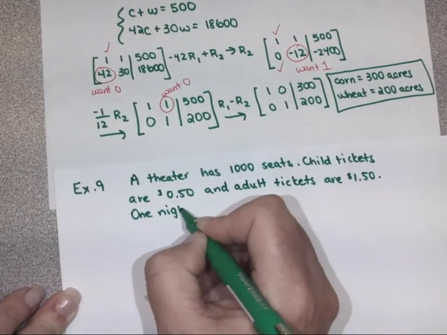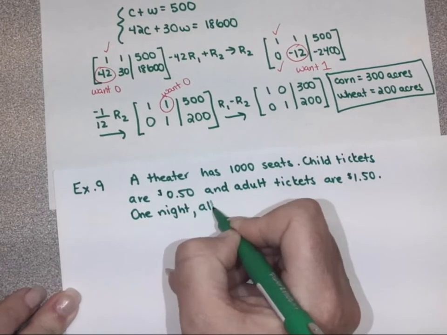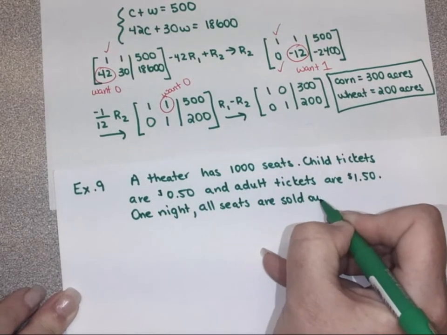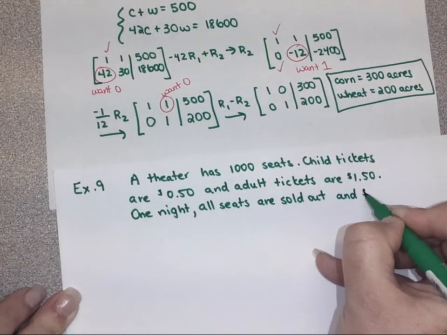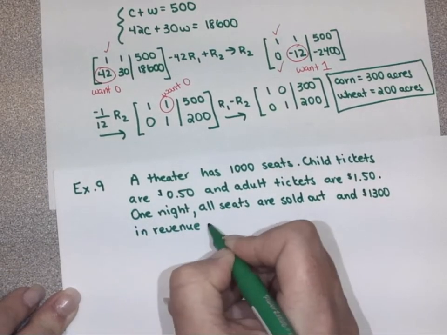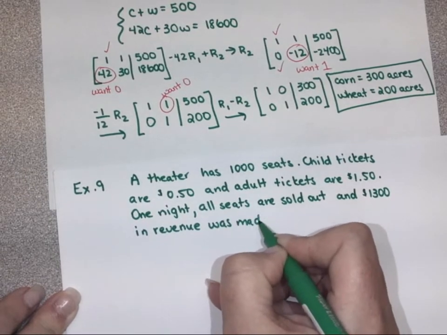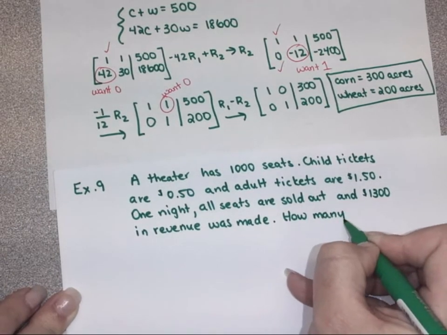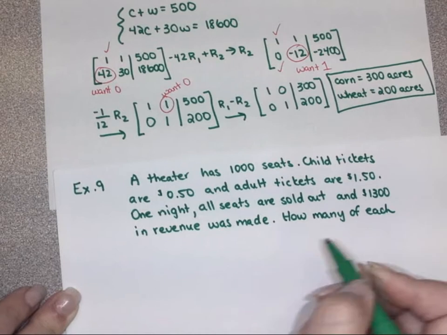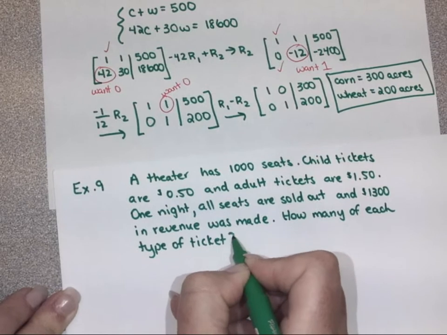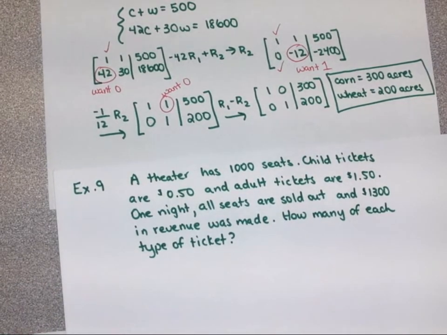So let's say that one night all the seats are sold out, and exactly $1,300 in revenue is made. So my question is, how many of each type of ticket? It's really close to the one that we just did. It's just instead of corn and wheat, we're talking about child's tickets versus adult tickets.